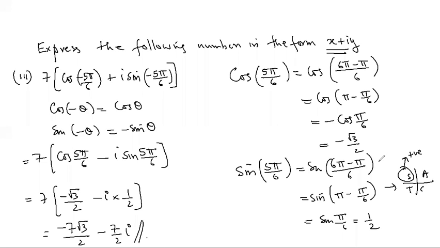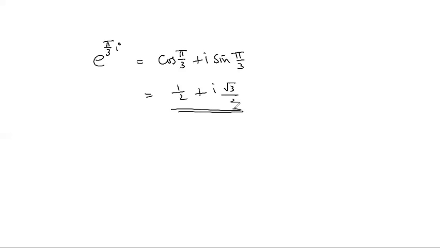Is it fine? Yes, sir. Can I move to the next one? e raised to pi by 3 i, make it into Cartesian form. What is the meaning of e raised to pi by 3 i? Cos plus i sine pi by 3. So cos 60 is half, sine 60 is root 3 by 2. That's the answer. Now do two problems yourself.